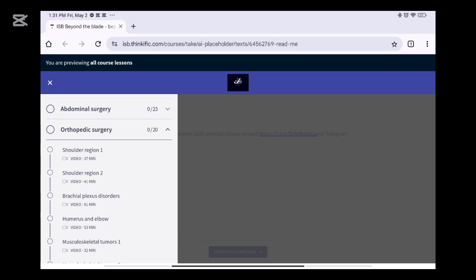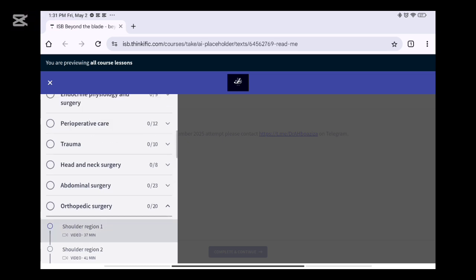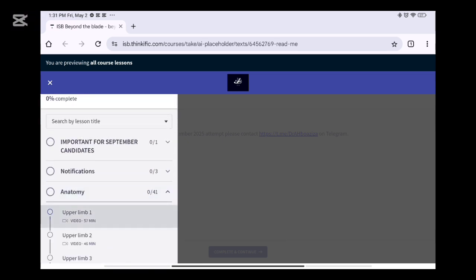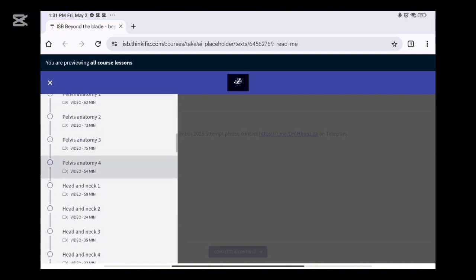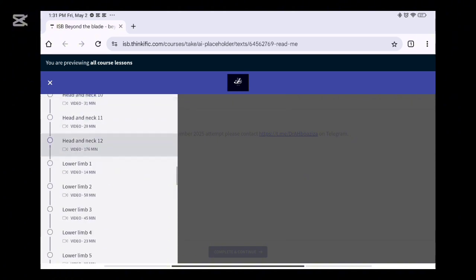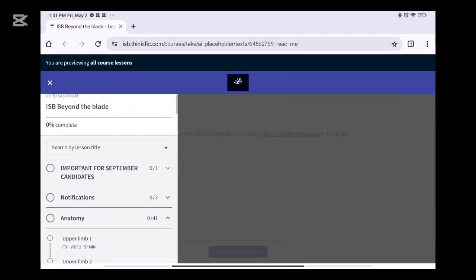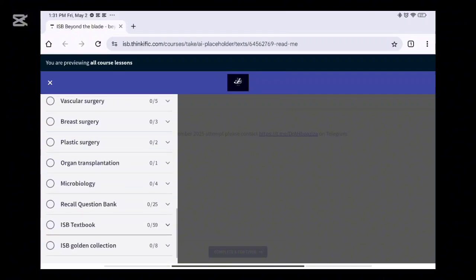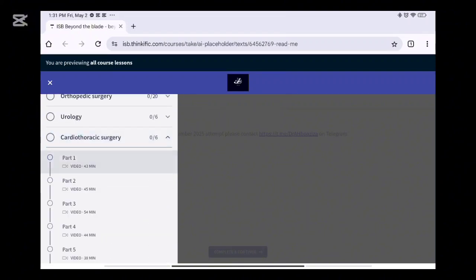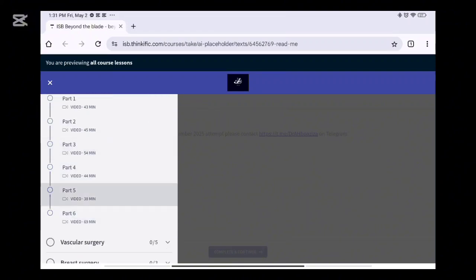So for instance, after you've studied anatomy of the thorax, let's say here in the anatomy, you went through anatomy of the thorax. So you can see here, these 3 lectures are on the thorax. And then after you finish that, you are going to go to cardiothoracic surgery and study it here from the lectures, and so on. And you will be provided with a study plan basically, and you will follow that.